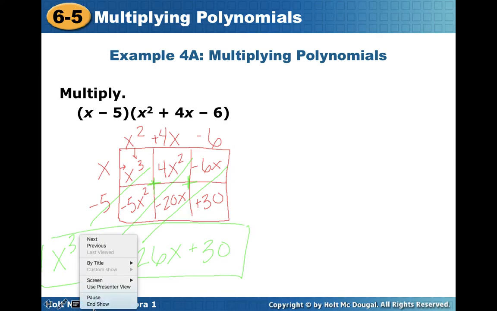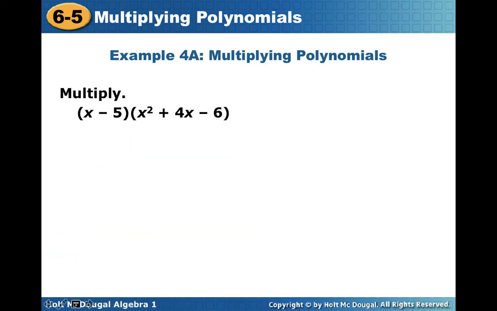And there is one last method I'd like to show you guys. And that is called vertical. With vertical, you're always going to write your longest term first. So it's kind of like saying x squared plus 4x minus 6 goes on top. And then your smaller term, or binomial, is going to go on the bottom.